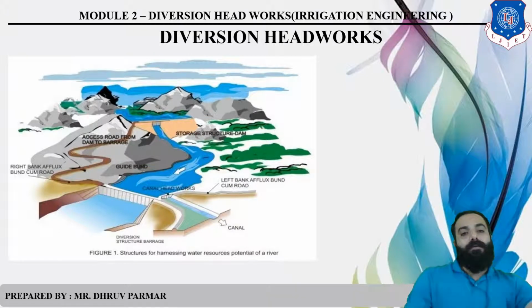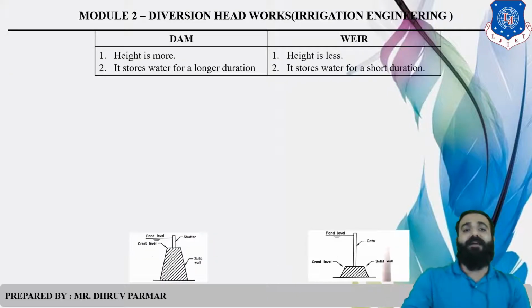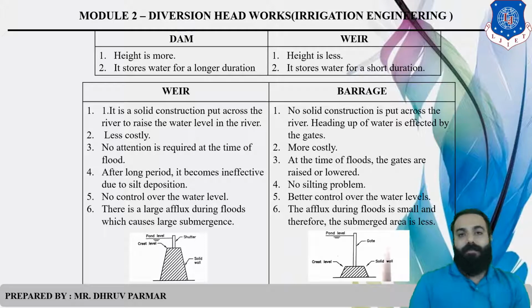It is similar to storage headwork, but how can you differentiate? First, the height of a diversion headwork is low compared to storage, and the storage period of a diversion headwork is short compared to a dam. This is the difference between a dam and a weir. In a dam the height is more and the water is stored for a longer duration, but in a weir the height is less and the water is stored for a shorter period.